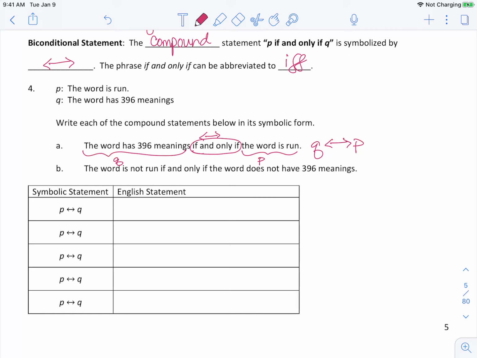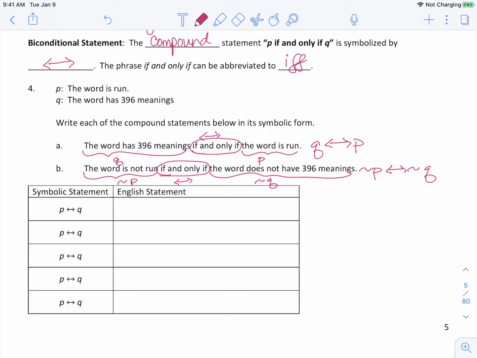Next, we have the word is not run. So that's not P. If and only if, our double arrow. The word does not have 396 meanings. So that's not Q. So here we would write not P, double arrow, not Q. Or we would say not P if and only if, not Q.